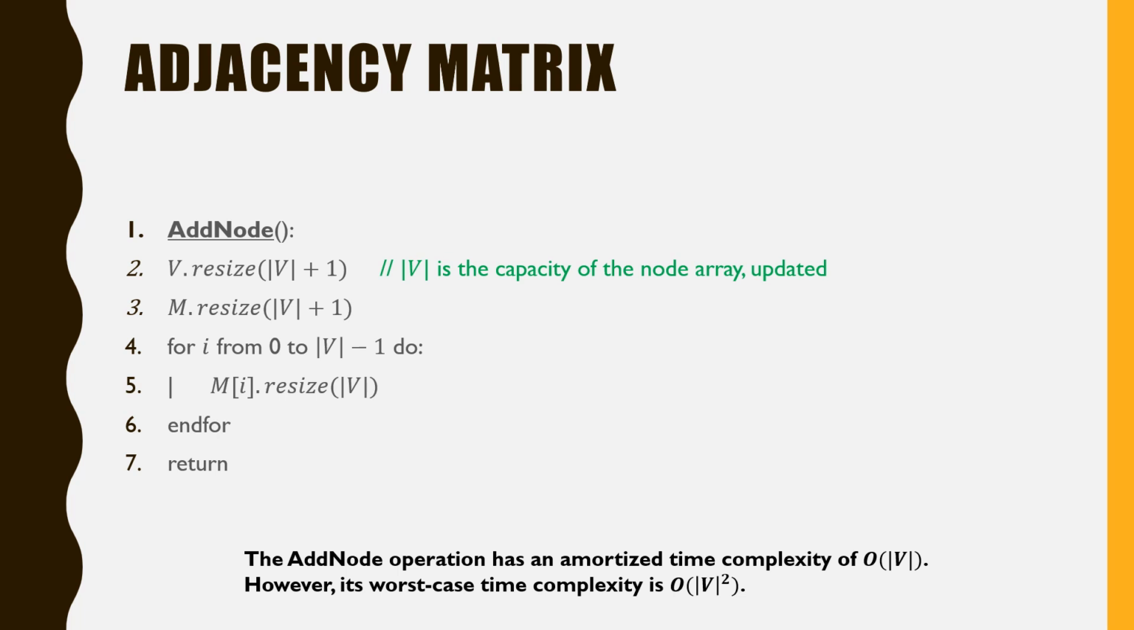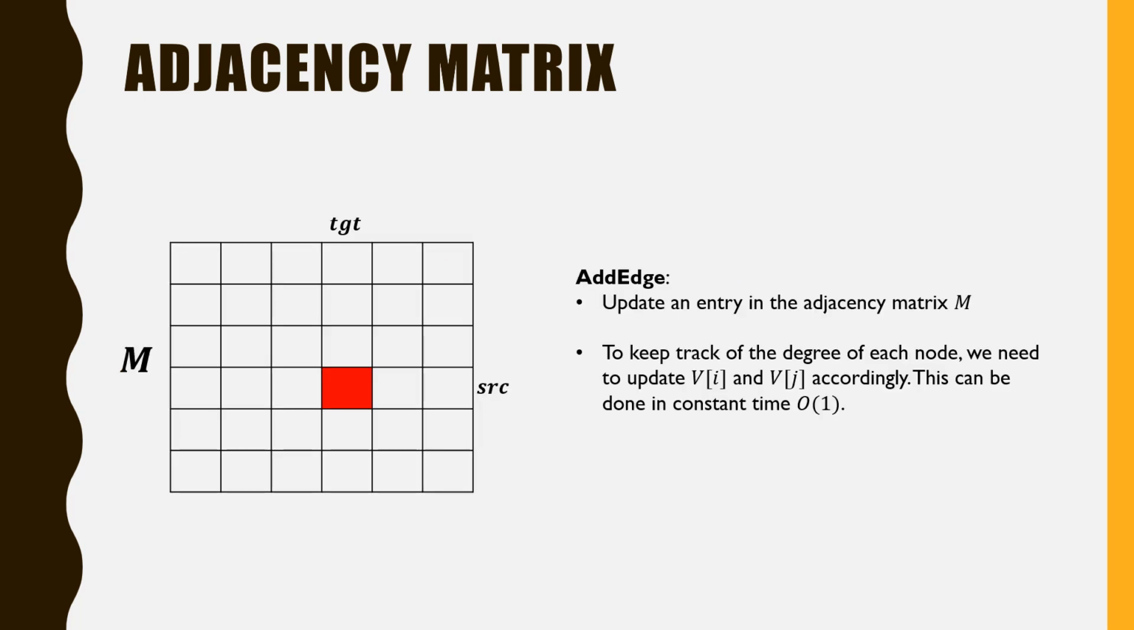In the worst-case scenario, where resizing operations involve doubling the matrix size, the time complexity increases to O(V²). To implement the add edge operation and add an edge to the graph, we simply update the corresponding entry in the adjacency matrix M.